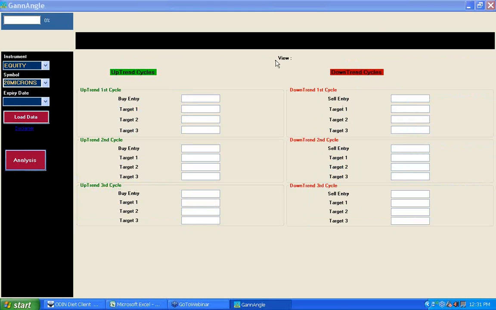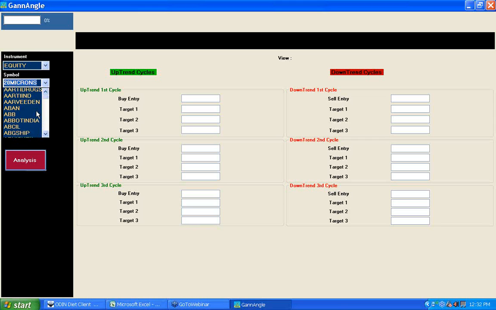Whichever segment you are going to trade, whether it is equity, stock future, index future, or currency future, these are the segments we have enabled now. Based on what you are going to trade, you have to select that segment. I am selecting equity, and once I select that segment, all the symbols associated with equity will be loaded by default.